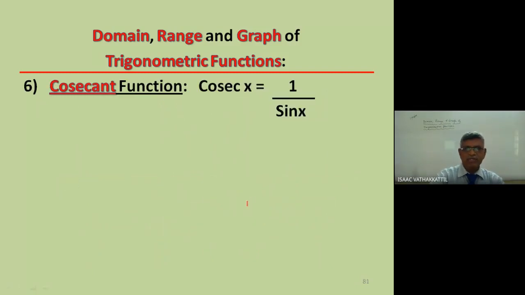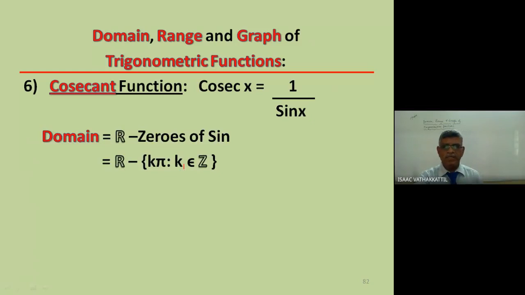Okay? We go for the cosecant function. In short, we say cosec x. Actually, it is cosecant. Cosec x is 1 by sin x. It is defined only when sin x is non-zero. We know sin x is 0 when x equals integer multiples of pi. So, the domain of the cosec function will be R minus the zeros of sine, that is R minus integer multiples of pi, that is R minus k pi, k belongs to Z.